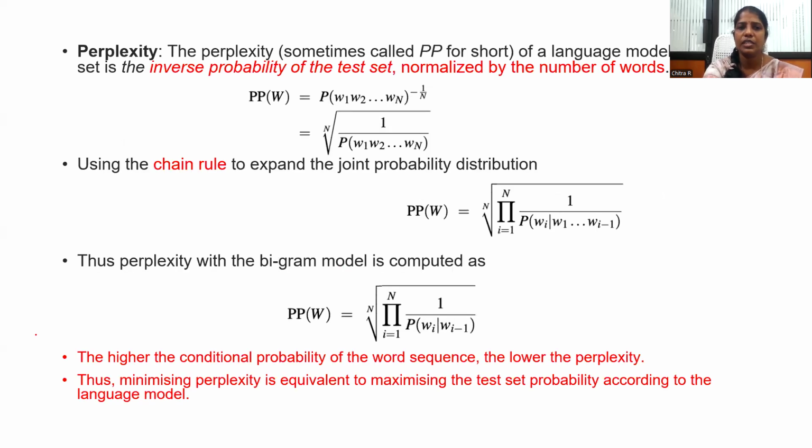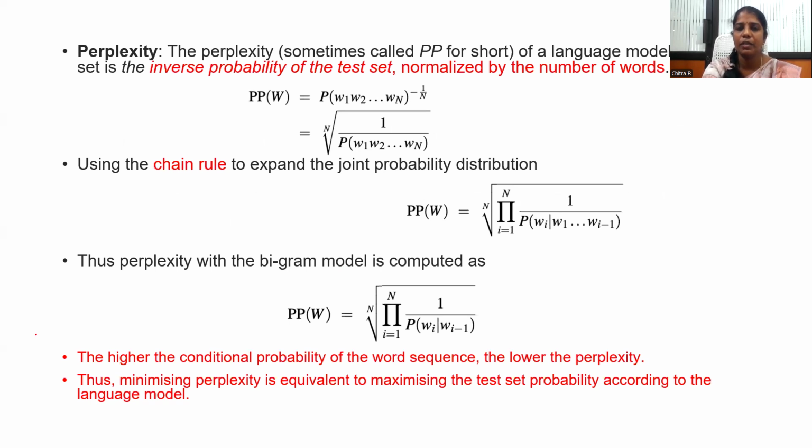So the first one is perplexity. Perplexity is one of the measures used to evaluate your system. We know how to find the bigram probability, the unigram probability, and the n-gram probability of given words. Perplexity is also a measure of the probability.